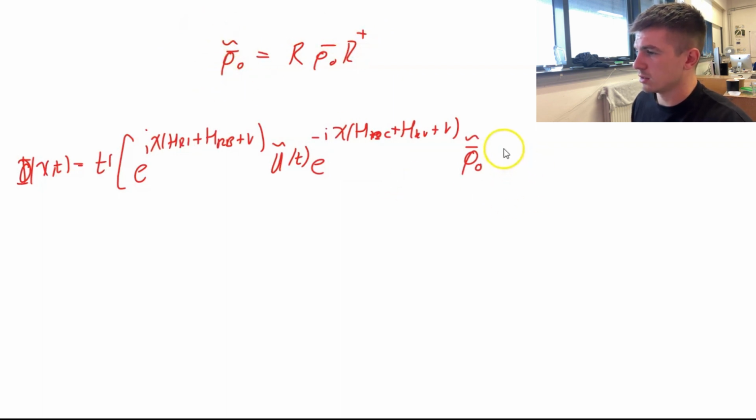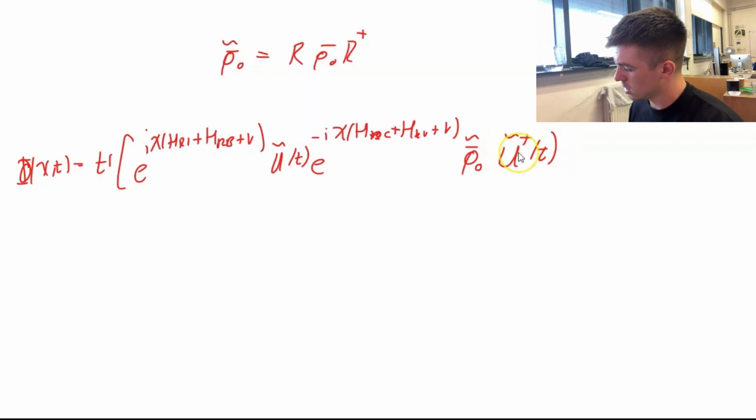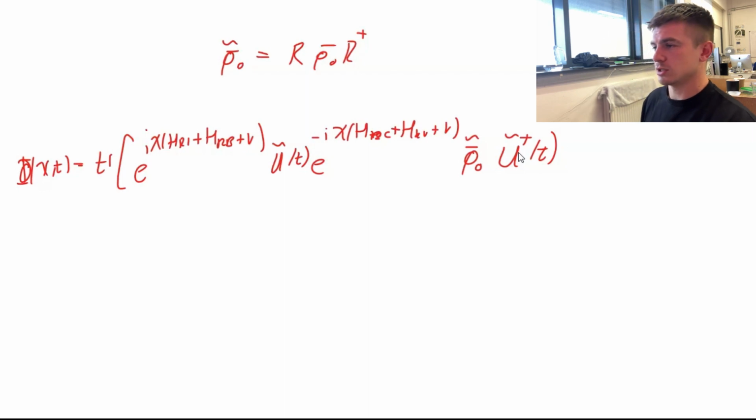And finally, we will have U dagger tilde of T. And is that everything? I apologize, there actually isn't an R dagger. I thought there was going to be an R dagger left here, but there isn't, which is good. It gets absorbed into this U dagger tilde of T.